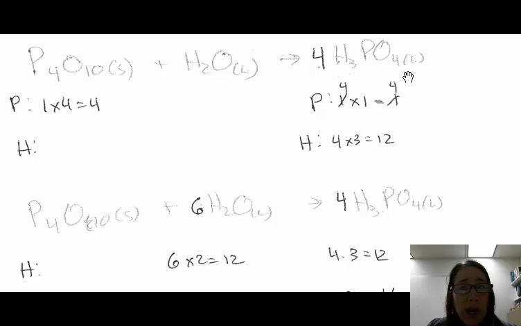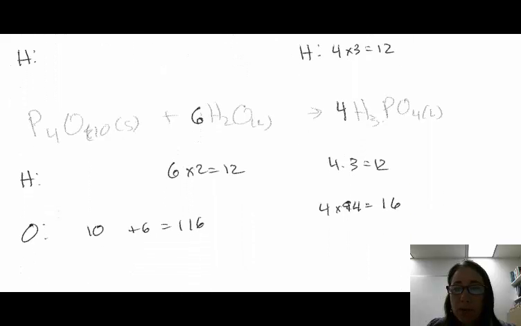Now I'm going to look at oxygen last, but what that does to my hydrogen is now I have 12 hydrogens on my product side, 4 times 3. So I'm going to go ahead and balance my hydrogen by placing a coefficient of 6 in front of my water. Now I have 6 times 2, I have 12 hydrogen, and my hydrogens are balanced.